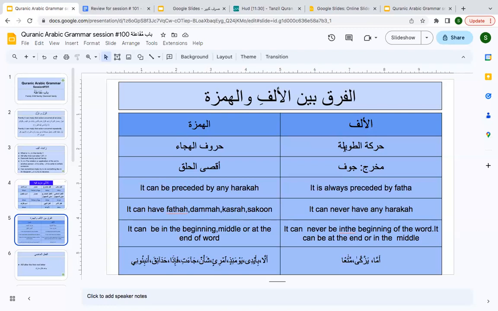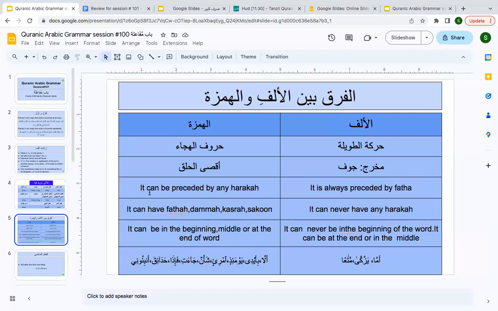When it comes to makhraj, al-hamza is from aqsal halq, which means the lowest part of the throat. When it comes to alif, it is pronounced from the jof, which is the empty space of mouth and throat. So their makharij are different as well. You will see alif is always preceded by a fatha. It is always preceded by a fatha.